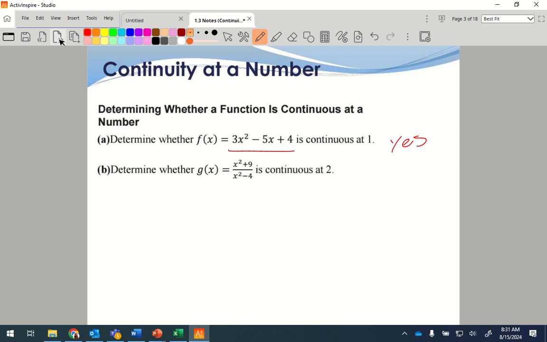This one here, x squared plus 9 over x squared minus 4. To be able to find that restrictions, I would have to do what? I could do it two different ways. What are my two ways? Set it equal to 0. Set my denominator equal to 0. So I could say x squared minus 4 equals 0. Okay, I can do that.